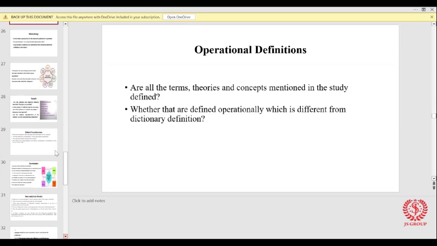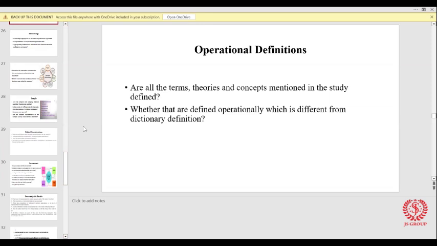So all the terms, theory, concepts, and variables in the research problem statement, whether they are defined by the researcher or not. If defined, whether he defined them correctly, or whether he simply copied from the dictionary. If it is copied from the dictionary, that is not good. So we can give a suggestion as a critic.